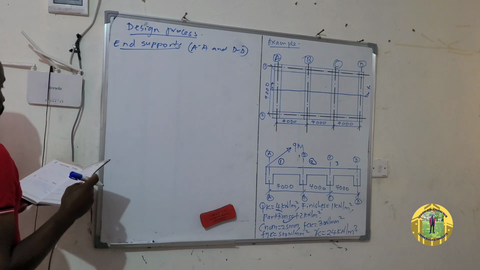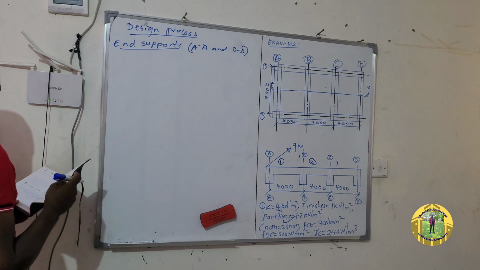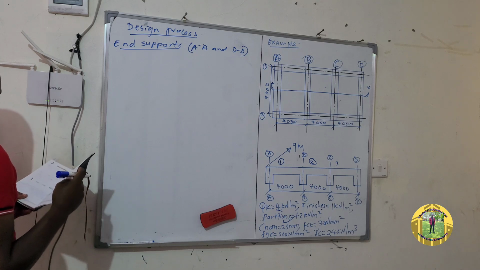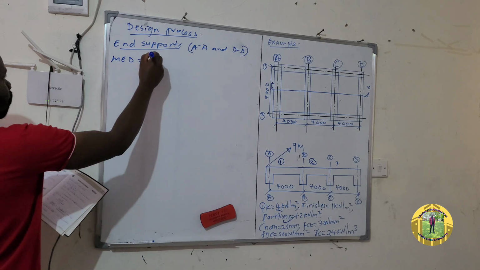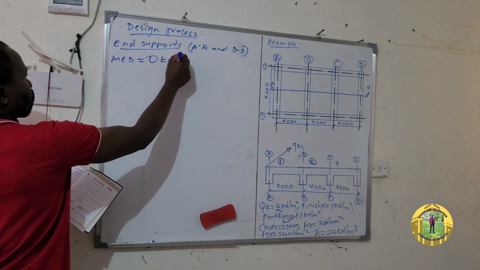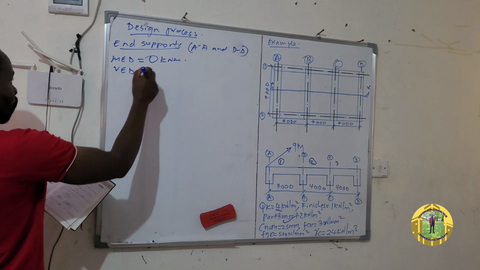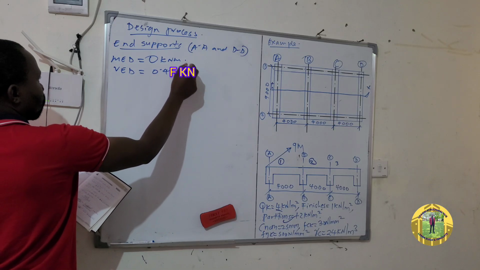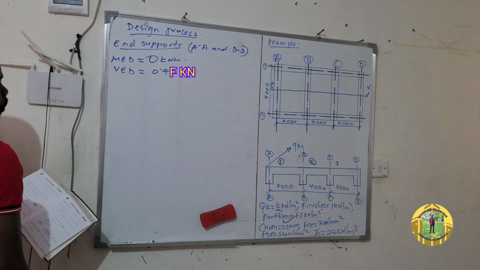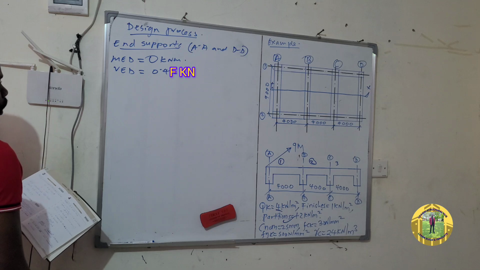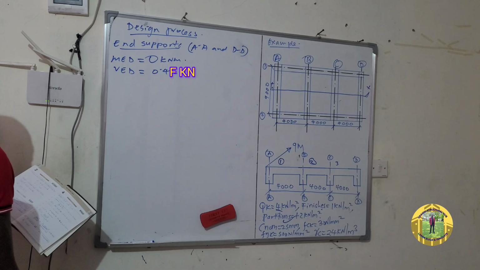So end support. For this, we'll use the table which I have already provided. So I'm not going to draw the table again. You can just check on the table, whereby MAD for the end support is 0 kilonewton meter. And then the shear force, VAD, is equal to 0.4 kilonewton. But since we have 0 kilonewton meter for end support AA and DD, we are not going to design bending reinforcement for this because it has 0 kilonewton meter.